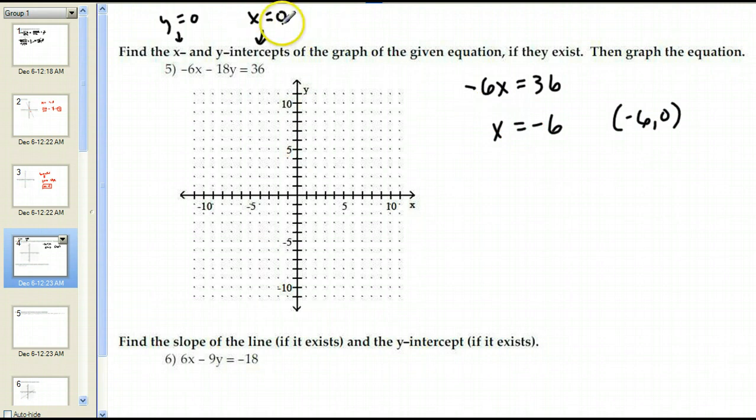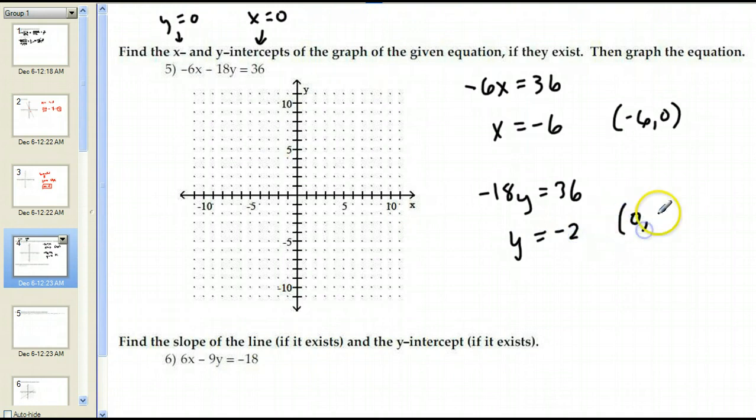Alright, y-intercept. Go back and set x equal to 0, so that means I'm just left with negative 18y equal to 36. Divide both sides by negative 18, and I get y equals negative 2, so that means 0, negative 2 is on this line. Negative 6, 0 is right here. 0, negative 2 is about right there.